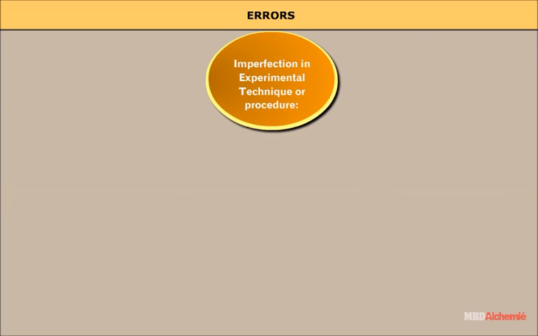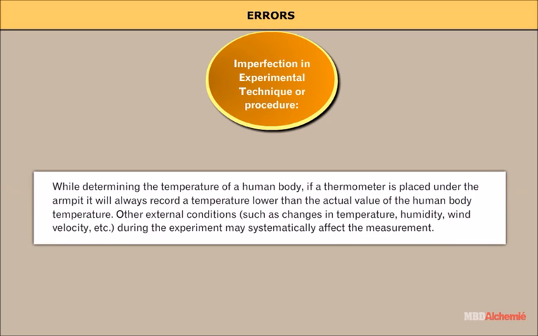Imperfection in experimental technique or procedure. While determining the temperature of a human body, if a thermometer is placed under the armpit, it will always record a temperature lower than the actual value of the human body temperature. Other external conditions, such as changes in temperature, humidity, wind velocity, etc., during the experiment may systematically affect the measurement.